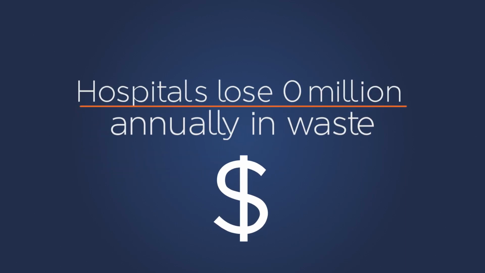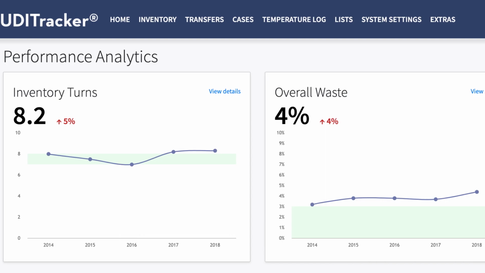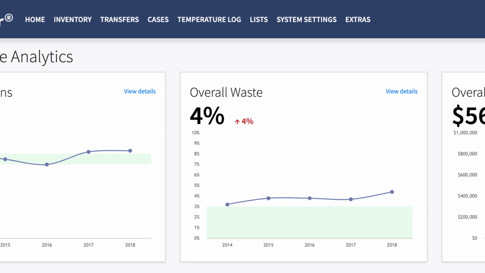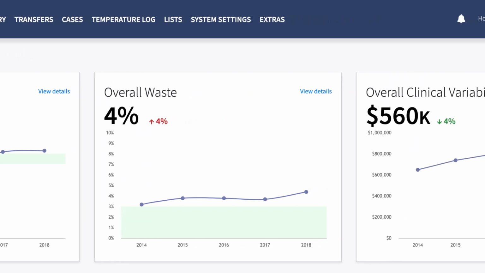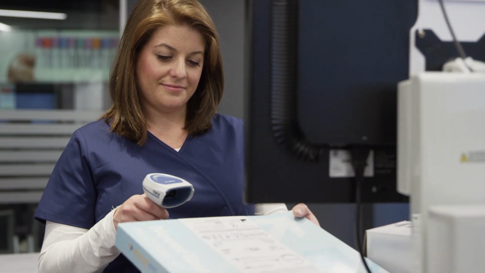Optimize inventory management. On average, hospitals experience at least $11 million in supply chain waste per year. A UDI software system can monitor inventory closely and leverage analytics to improve inventory turnover, minimize waste due to expiration and loss, and reduce unnecessary clinical variability. Make use of UDI. It's not just the barcode, but so much more.